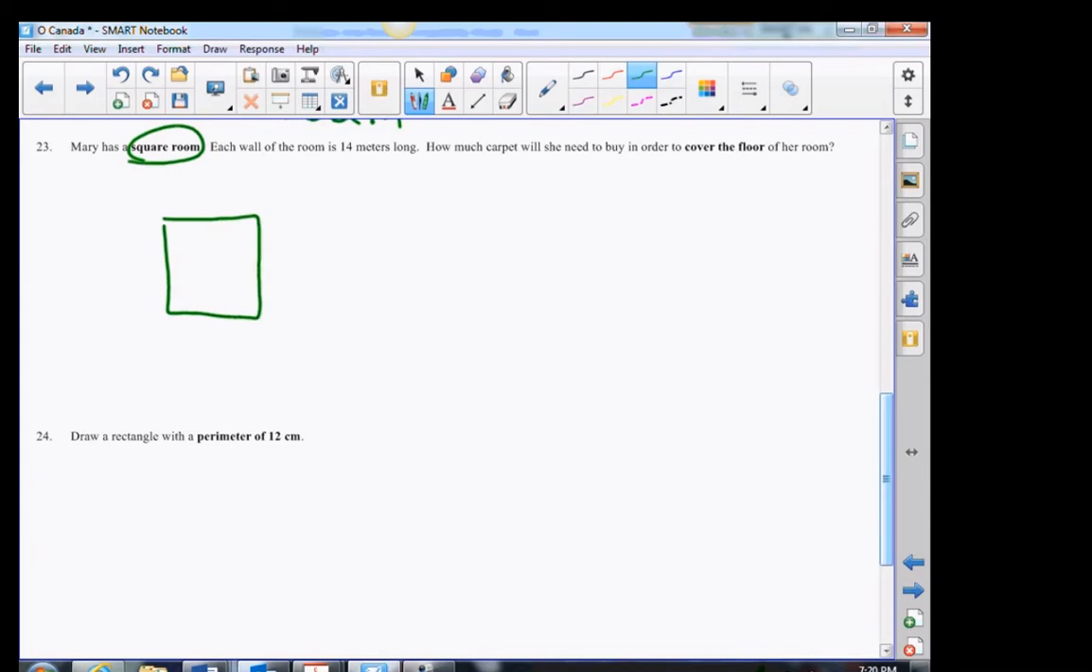Square room, circle, square. A square has specific properties. Each side is the same length. So if one side is 14 meters, then all sides must be 14 meters long. Okay, it's a fairly big room Mary has. A square is a special kind of rectangle. You can use the same equation for rectangles as you can for squares.